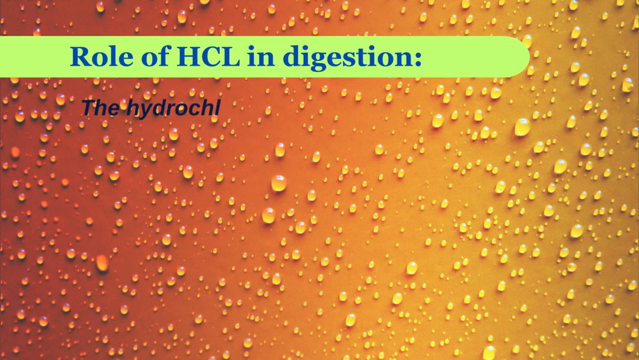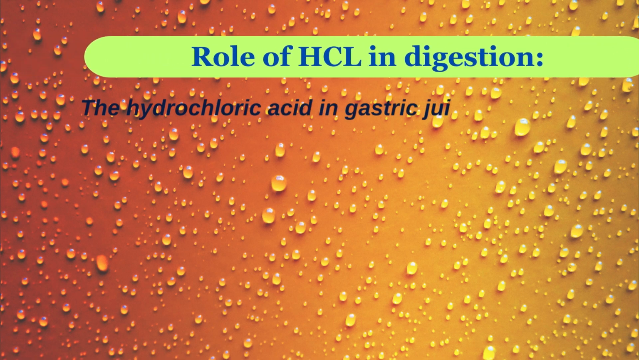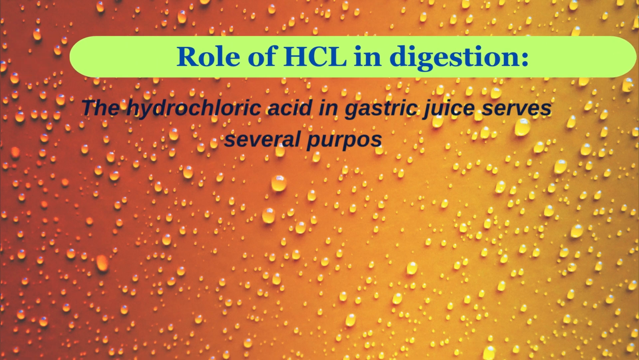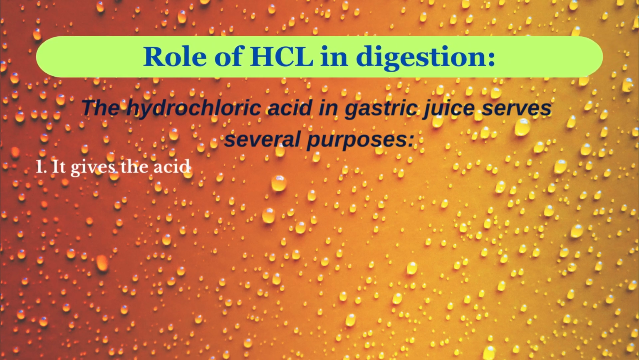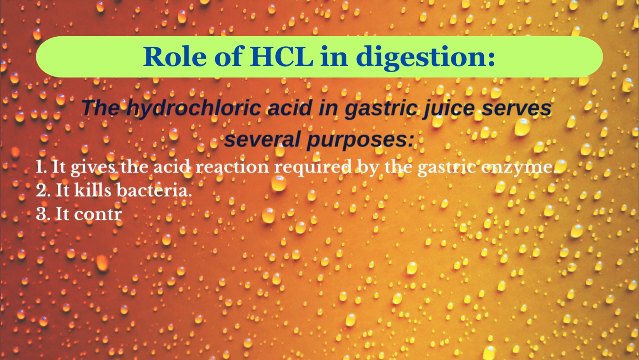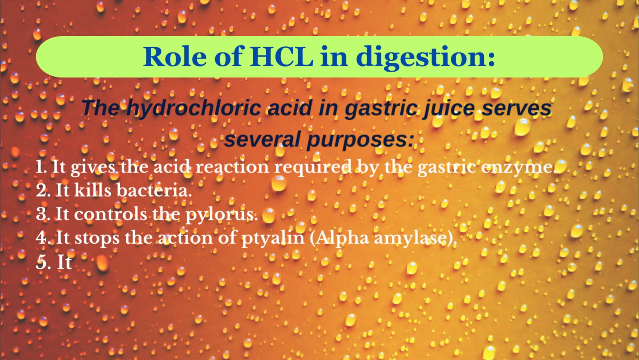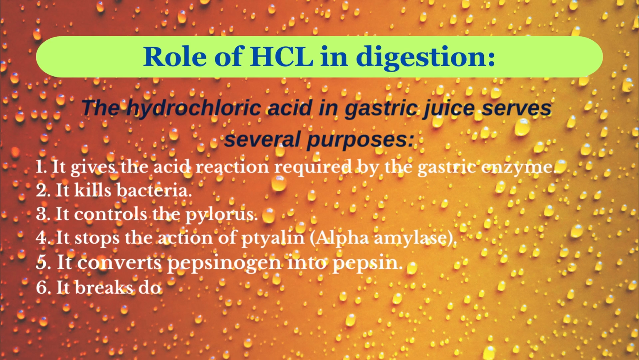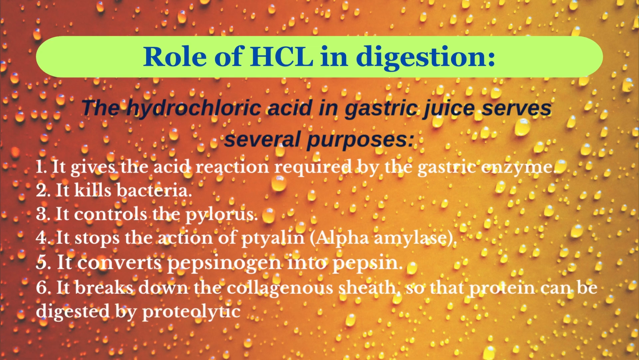Role of HCl in digestion. The hydrochloric acid in gastric juice serves several purposes. 1. It gives the acid reaction required by the gastric enzyme. 2. It kills bacteria. 3. It controls the pylorus. 4. It stops the action of ptyalin, alpha amylase. 5. It converts pepsinogen into pepsin. 6. It breaks down the collagenous sheath so that protein can be digested by proteolytic enzyme.